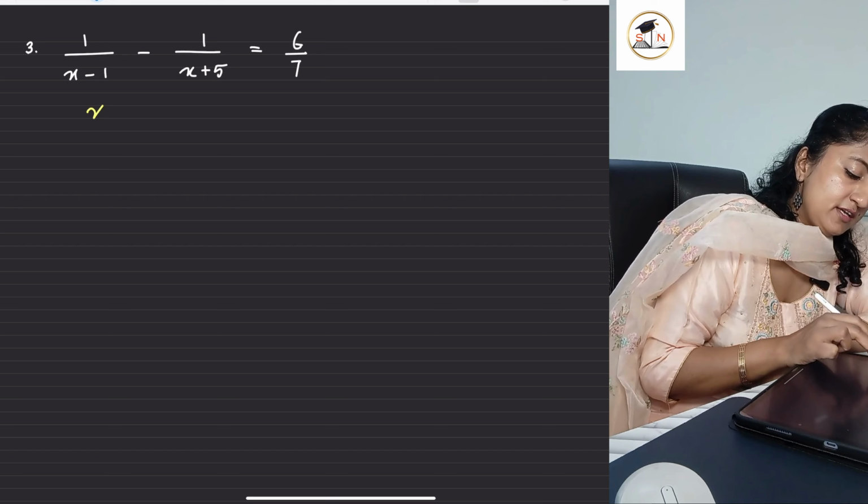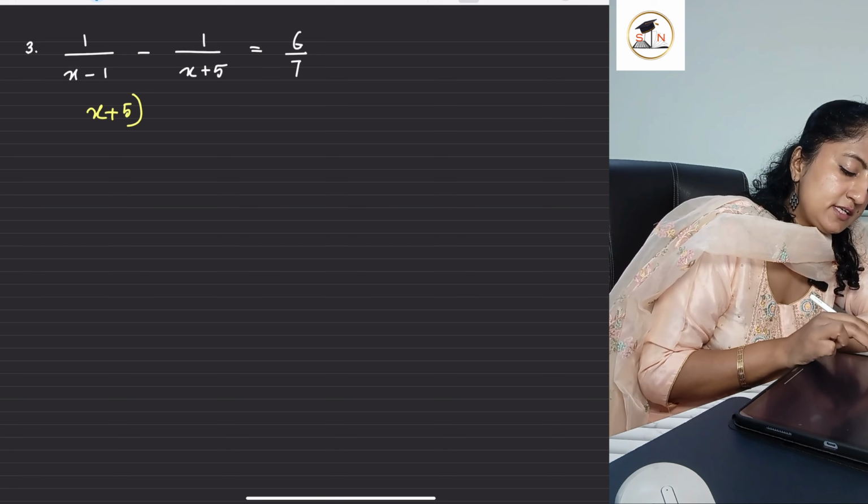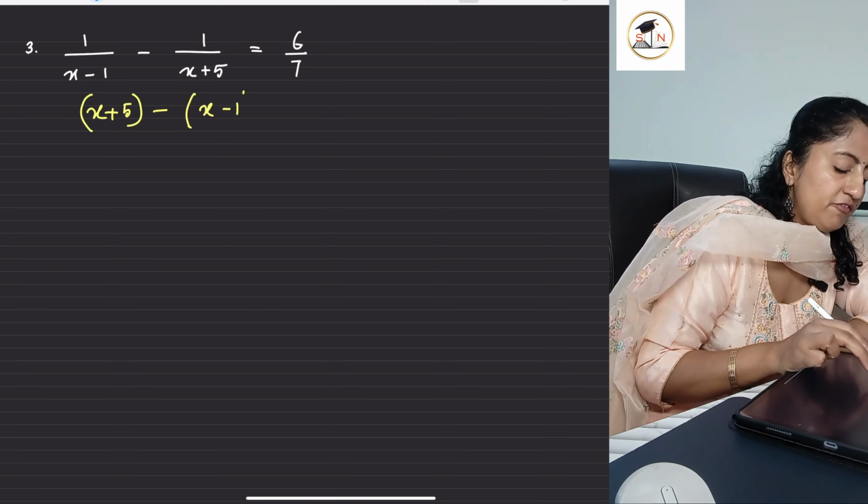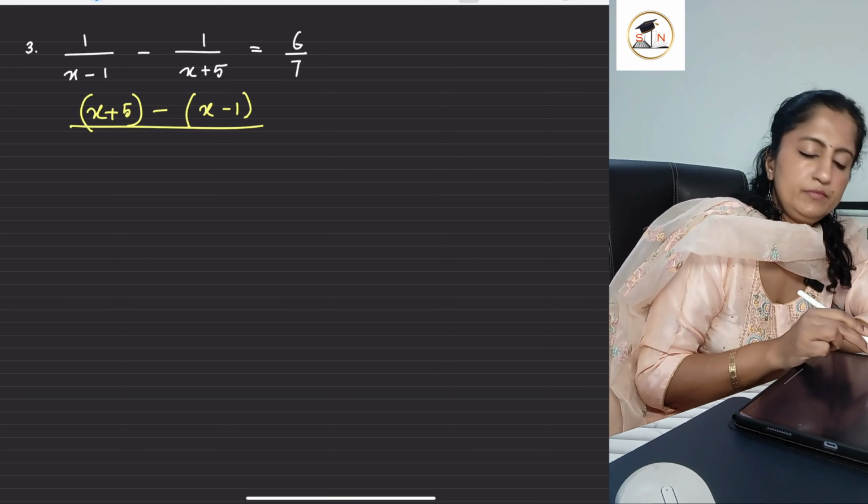We have, since we are multiplying with 1, it doesn't reflect. I am using brackets because we have got a subtraction in between. Okay.